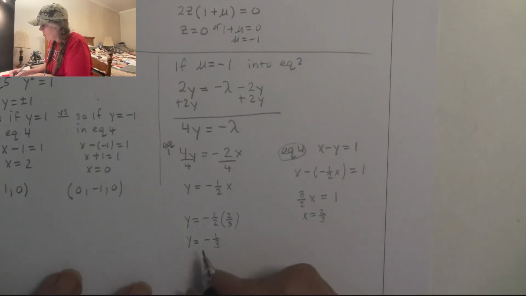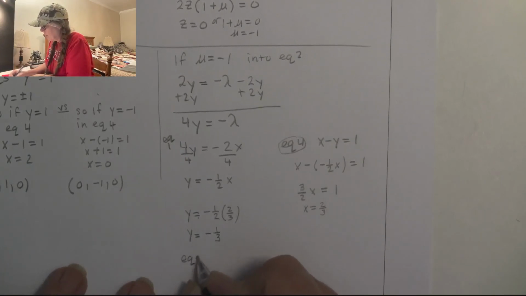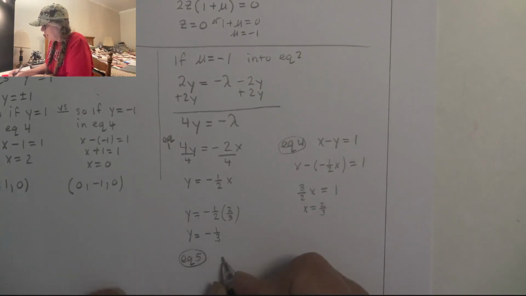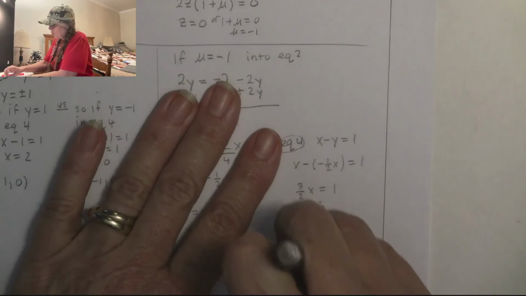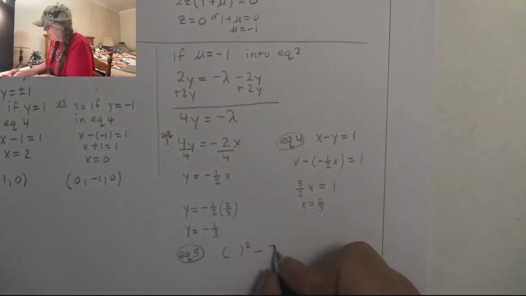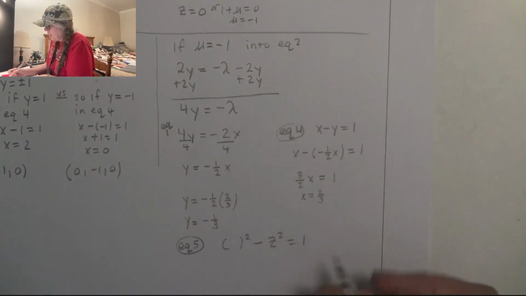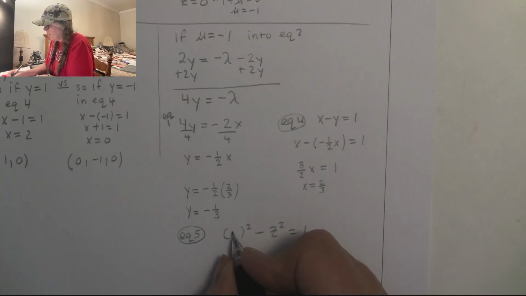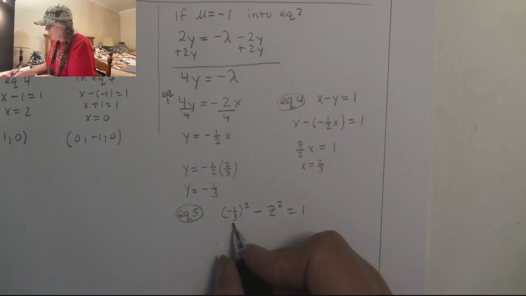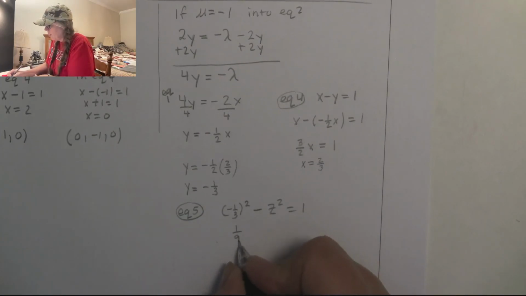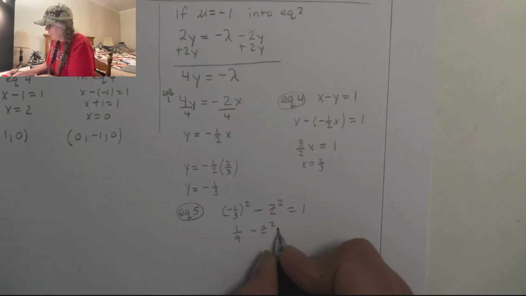So here, when I plug this in here, equation 5, because then they'll send me a nasty text. You're not ready to go. And so this squared minus this squared, z squared, I'm trying to solve for z here. Z squared equals 1. And I'm plugging in that y is negative 1/3 right in there. And so when I square that, I get 1/9 minus z squared equals 1.